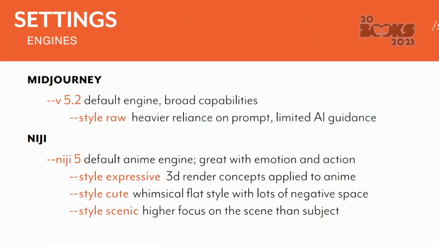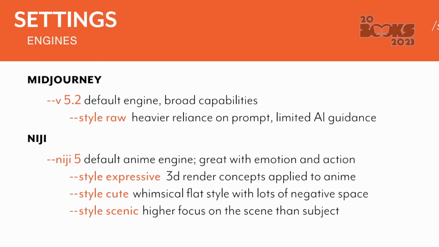So, the settings, which by the way, in Discord, that's where you're going to type to get to it. We have the main default engine, which is MidJourney itself. Currently, it's on version 5.2. Broad capabilities, you can do anything from photo to illustration to painting to pencil sketch. Whereas the raw style requires more text input. So depending on how much control you want or how much of a MidJourney aesthetic you want, those are the two options for the main engine.